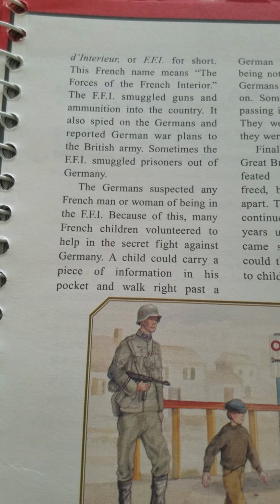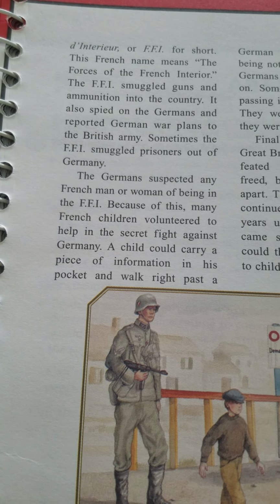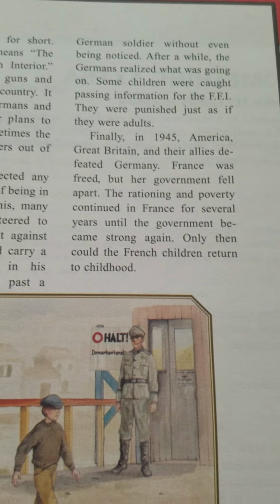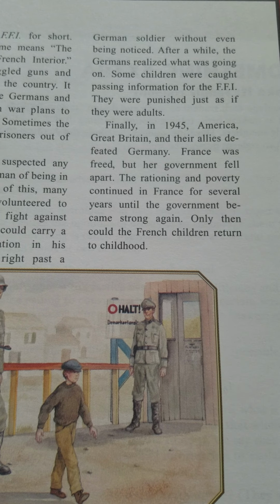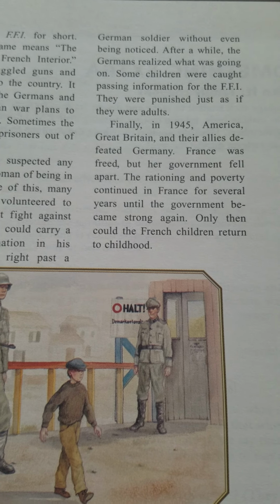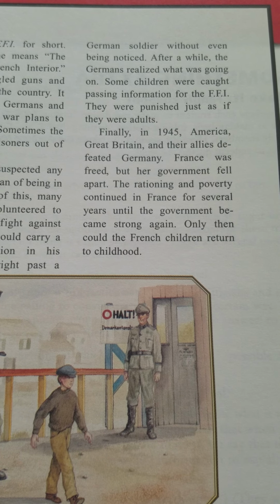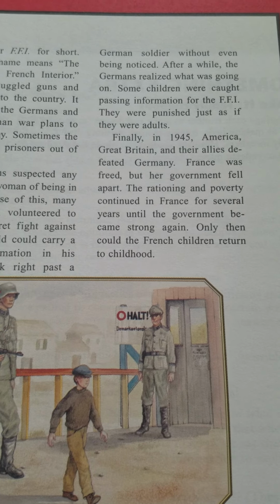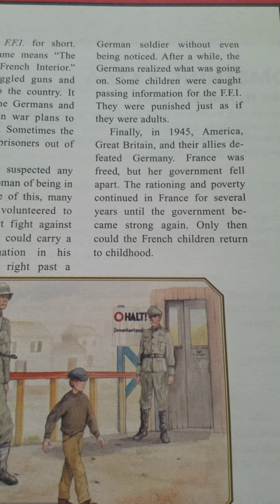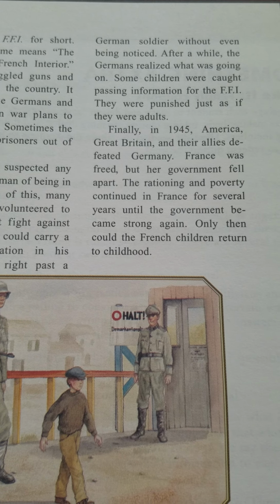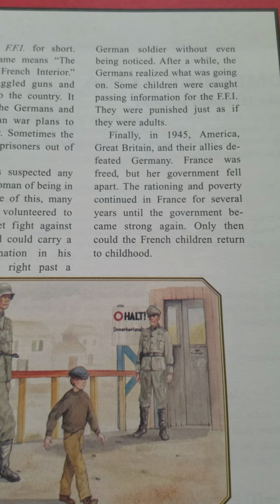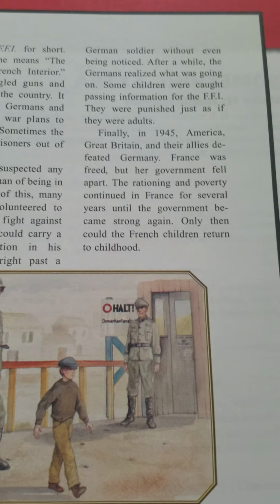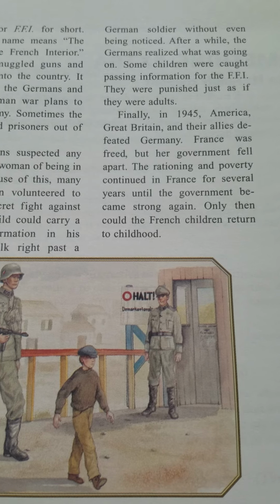A child could carry a piece of information in his pocket and walk right past a German soldier without even being noticed. After a while, the Germans realized what was going on. Some children were caught passing information for the FFI. They were punished just as if they were adults. Finally, in 1945, America, Great Britain, and their allies defeated Germany. Remember, we learned in social studies, allies means a group that was on the same side.